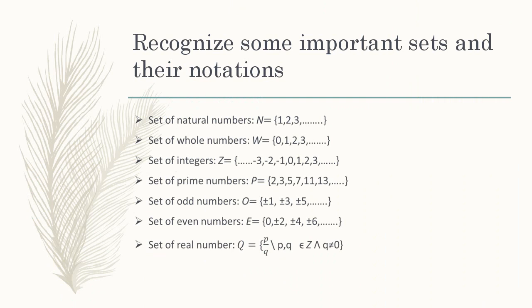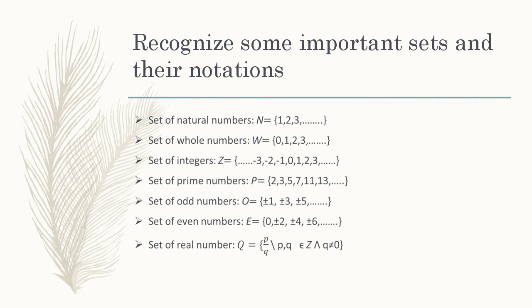Recognize some important sets and their notation. Set of natural numbers is represented by N, natural numbers start from 1, and whole numbers start from 0 and we represent it by W. Set of integers is represented by Z. Here we write the numbers as the number line shows, for example, negative numbers on the left side and positive numbers on the right side and 0 in the center.